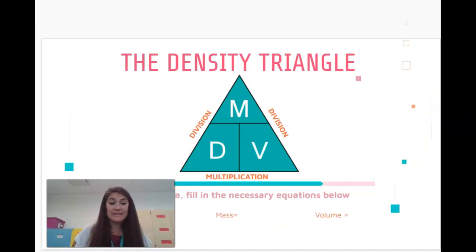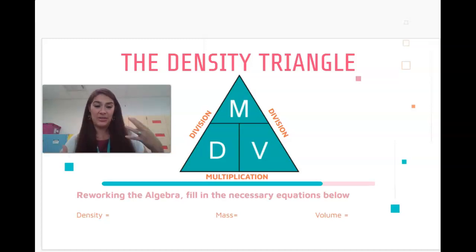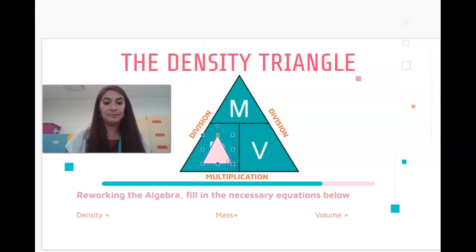What you have here is this magic square that we call the density triangle. The density triangle is an awesome way to remember this density equation, and it also helps you with the algebra. If you know the density and the volume, you're solving for mass. If you know the volume and the mass, you're solving for density. If you know mass and density, then you're solving for volume. So this triangle is really great. The way it works is if you cover up one of the letters, say I cover up density because I'm solving for density, then you see that mass is over volume.